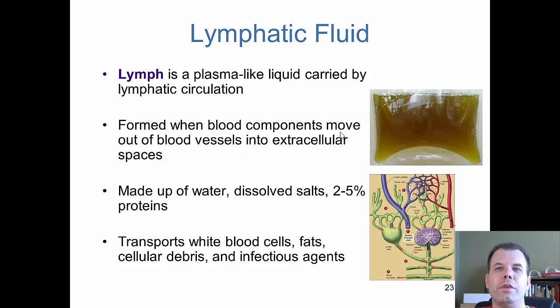Okay, what does it do? It transports white blood cells, fats, cellular debris, and infectious agents throughout the system. So one of the things I didn't really talk about is that, again, organisms can use this as basically a highway system to get anywhere in your body. So they can use the lymph system to go from one place to another. Another place that we see this is with cancer. So cancer is notorious for using the lymph system to go from one organ to another.